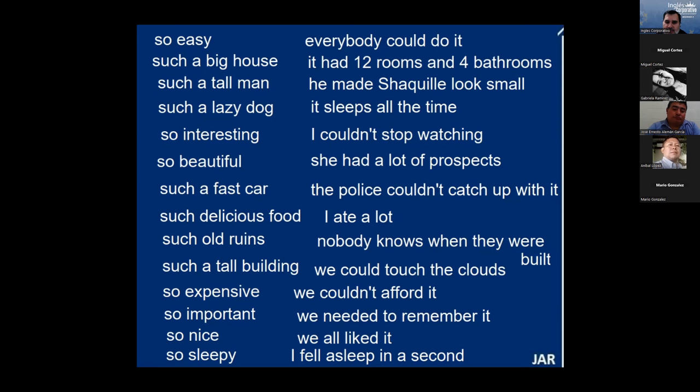It was such delicious food that I ate a lot. When you have such, you can use it, he, or she. It was, she was, he was, accordingly. When you have to use a noun is when you use so. But when it is such, it was such a big house. He was such a tall man. It was such a lazy dog. It was such a fast car. It was such delicious food. They were such old ruins. It was such a tall building. Then the others, you have to use something else.